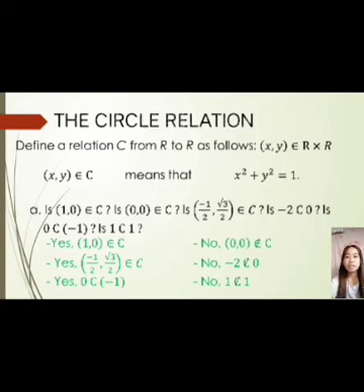The circle relation. The circle relation can be defined as the locus of all points that satisfy the equation x squared plus y squared equals r squared, where x and y are the coordinates of each point and r is the radius of the circle. The equation has three variables, x, y, and r. If we know any two, then we can find the third. So if we are given a point with known x and y coordinates, we can arrange the equation to solve for r.